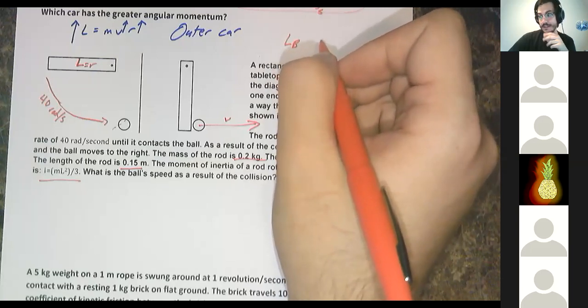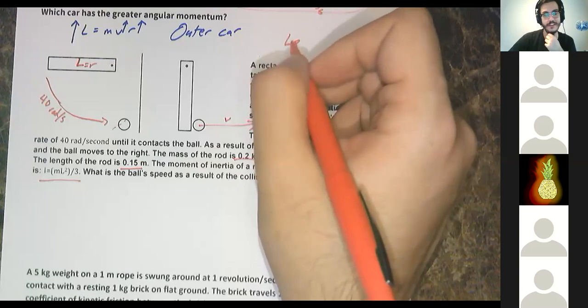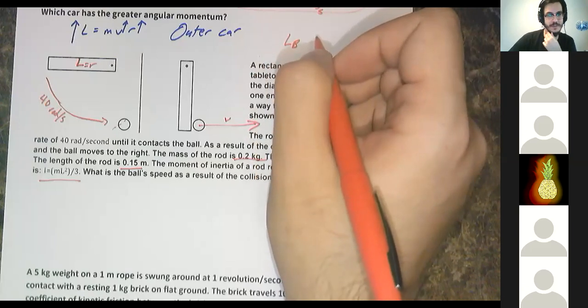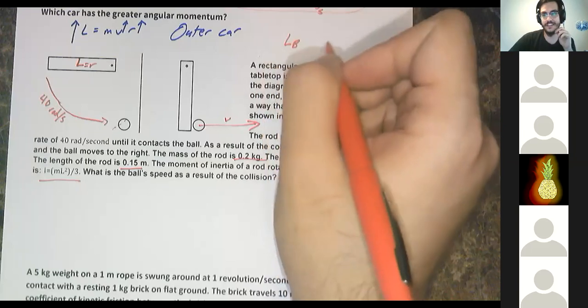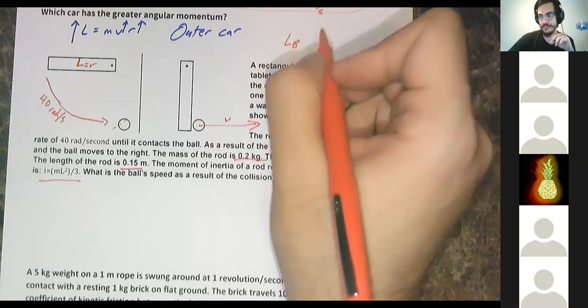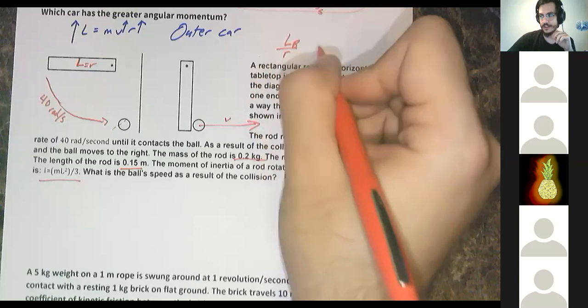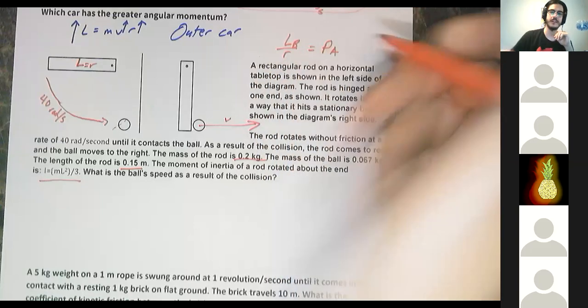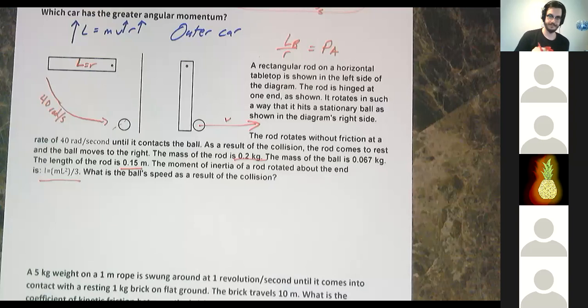But how do we do that? Well, how do we turn L into P? We had a conversation about this a moment ago, Will. How do we turn L into P? Divide by R. There you go. That is our formula. We find the momentum the rod has before, the linear momentum it has before, and then we stick all of that momentum into the mass of the ball. And we'll know the velocity of the ball.